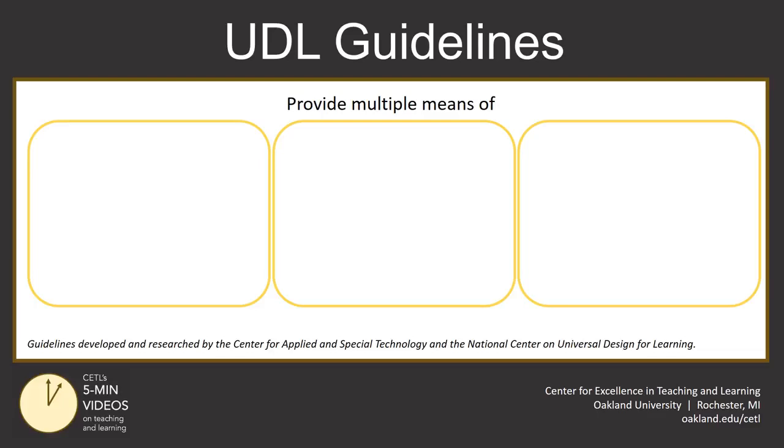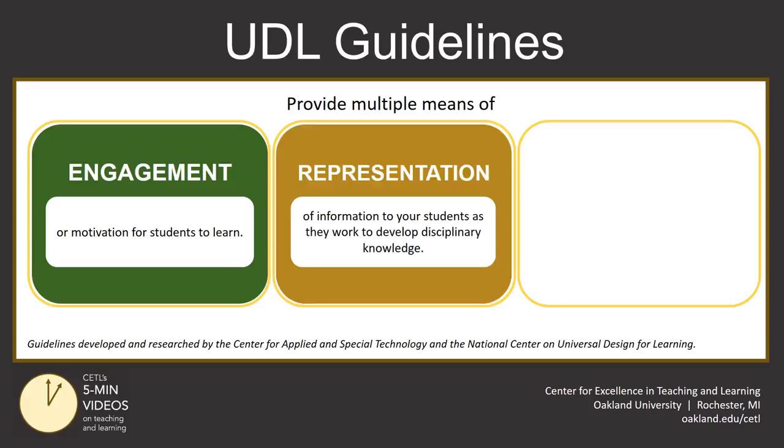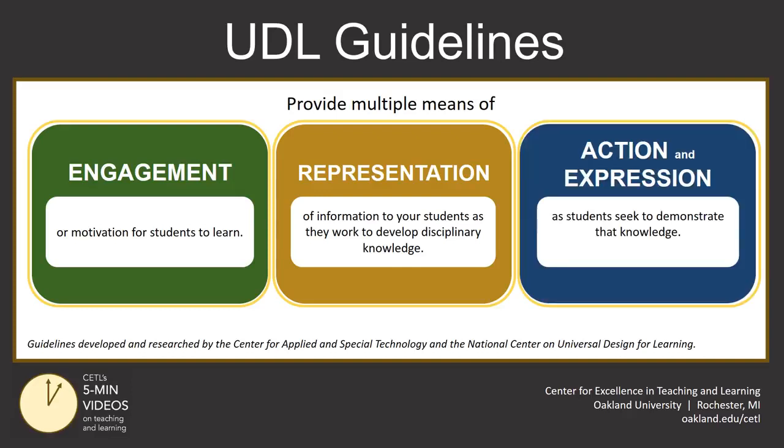Those 3 principles are that instructors can provide multiple means of engagement, or ways in which instructors can make content interesting, relevant, and motivating for students to learn. They can provide multiple means of representation of information to your students as they work to develop disciplinary knowledge, or ways we provide materials and resources using a range of presentation formats and techniques, and provide multiple means of action and expression as students seek to demonstrate that knowledge, or a variety of ways in which we assess how students demonstrate their skills and knowledge.